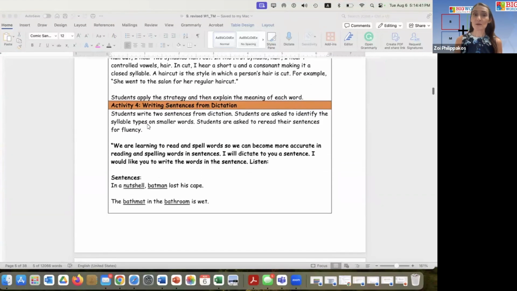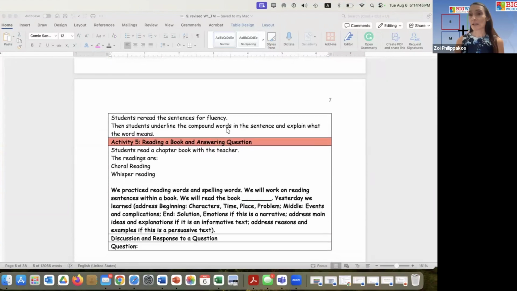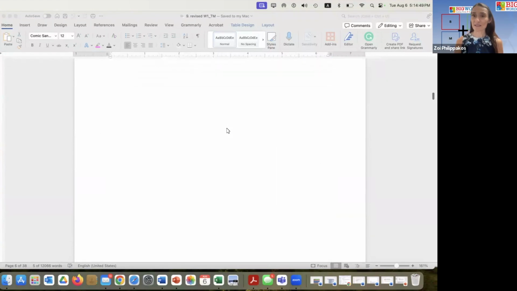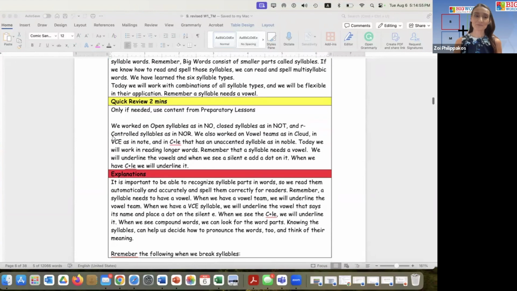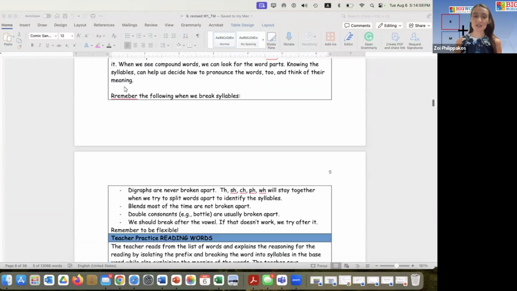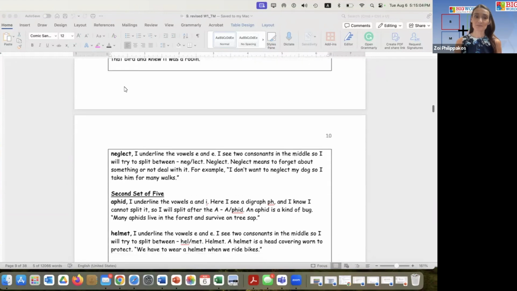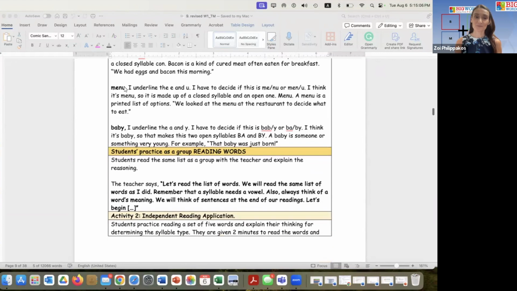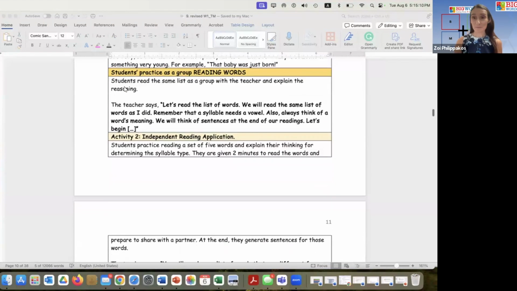Next, they will proceed with sentences from dictation and reading of a book. And that is the first lesson. Let's look at the second lesson. They will start again with an introduction, with a task, an explanation. The teacher will practice reading the words, and then collaborative practice. Students practice as a group, independent practice.